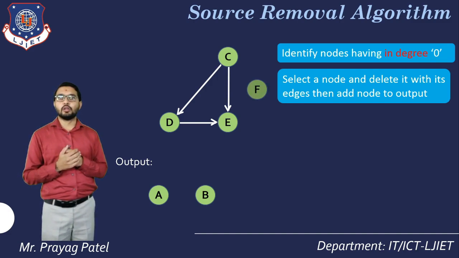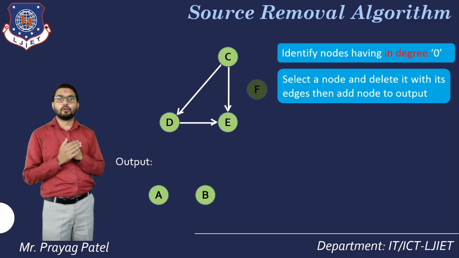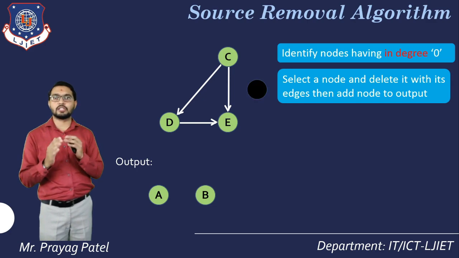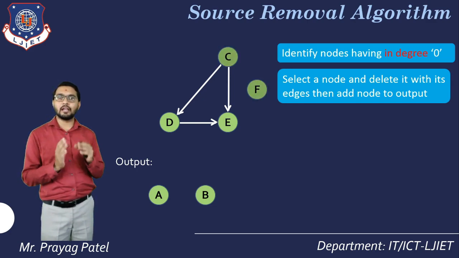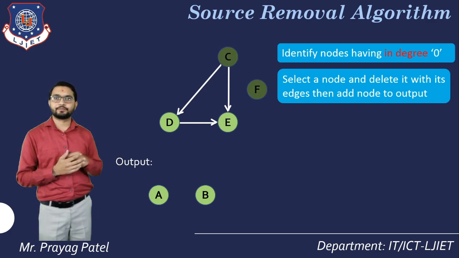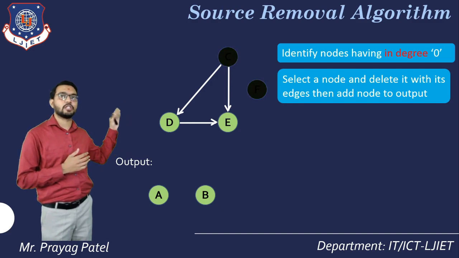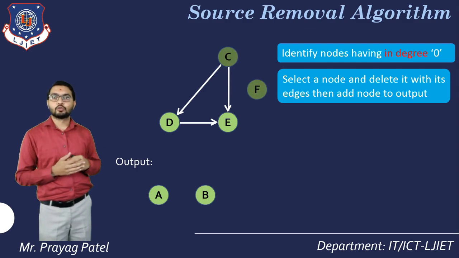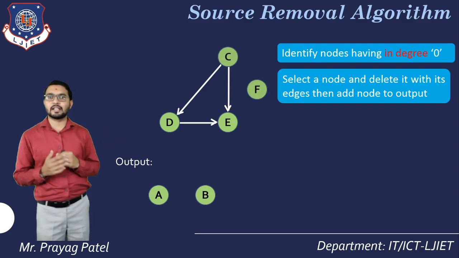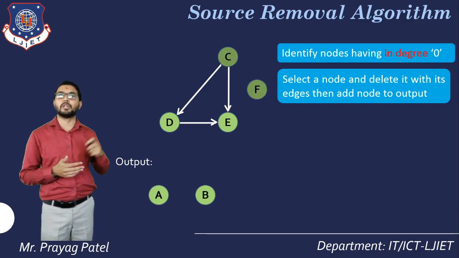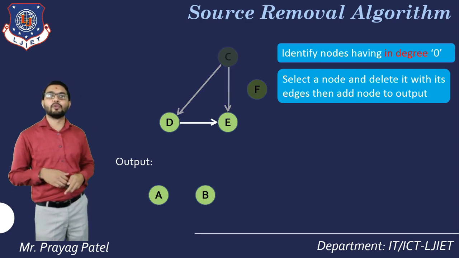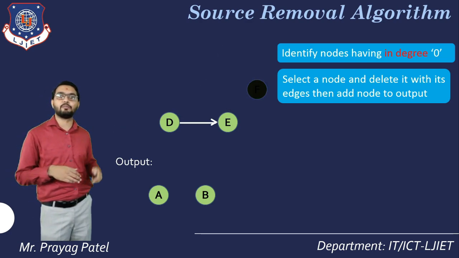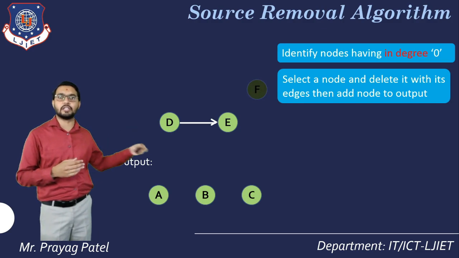Now consider the next 0 in-degree node. Here node C has in-degree equal to 0 and node F has in-degree equal to 0. So out of these two, C and F, consider any one node as your source node. Consider for example C as the source node, then remove C from the graph and put C into the output.